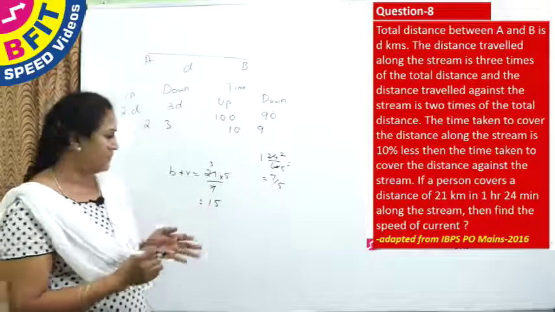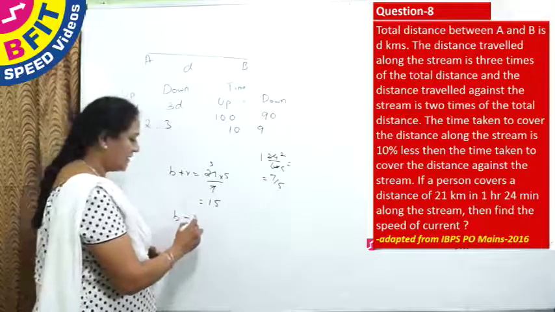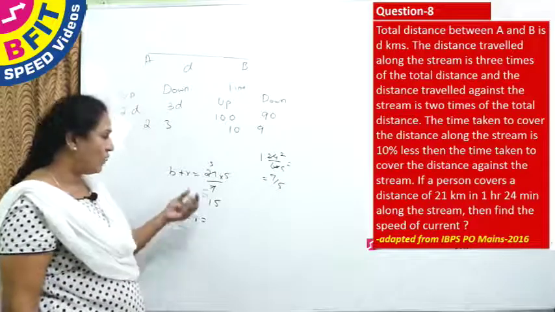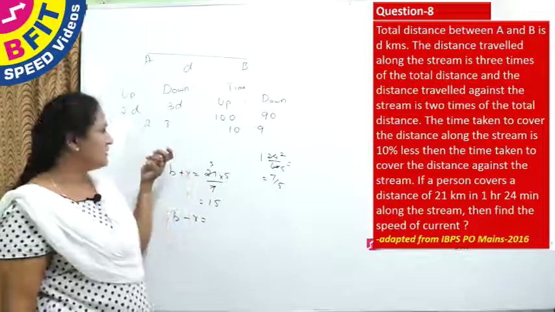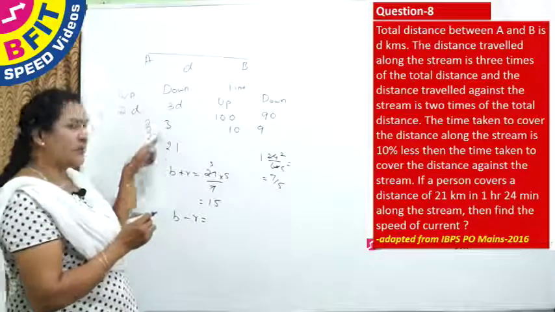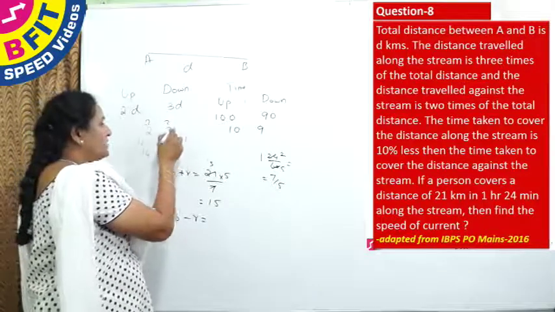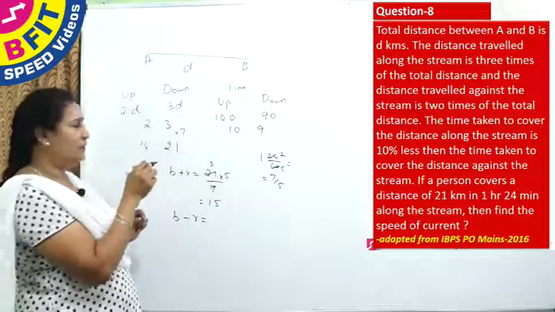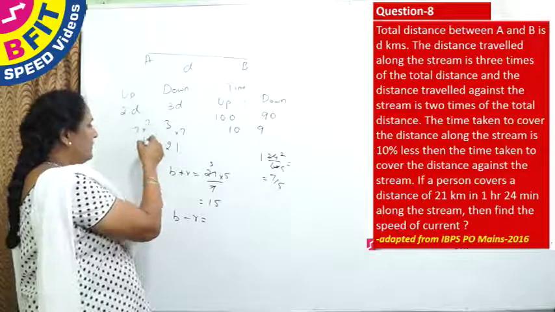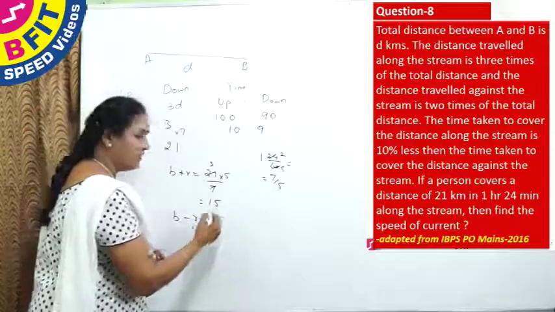Now to calculate speed of the stream, we need the upstream speed also. For upstream, speed is speed of the person in still water minus the stream. And what will be the distance covered upstream? For downstream, if it is 21 kilometers, 3 parts is 21, so 2 parts will be 14. We have multiplied this with 7: 3 into 7, 21, and 2 into 7, 14. So upstream distance travelled is 14.